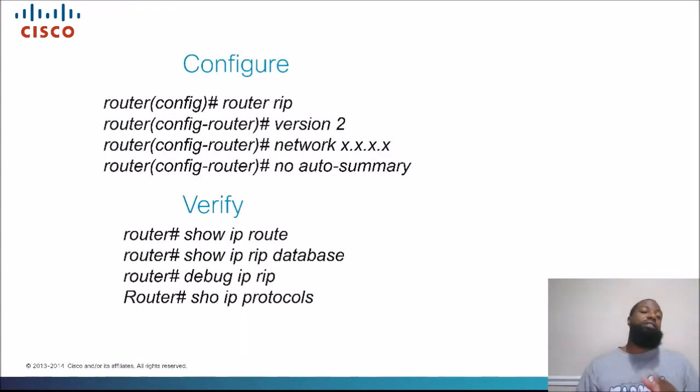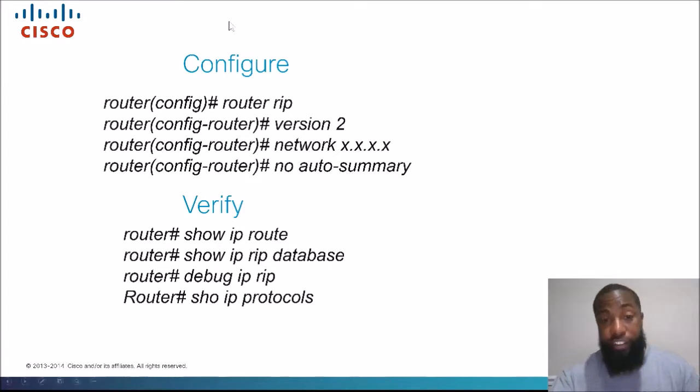These are just the basic configuration steps. You just go to global config mode. You do router RIP, just like BGP or OSPF. You do router and then the routing protocol, so in this case, RIP. You have to type in version 2, because by default, if you just go into RIP mode, you'll be in version 1. So you actually have to type in version 2 to be using version 2.